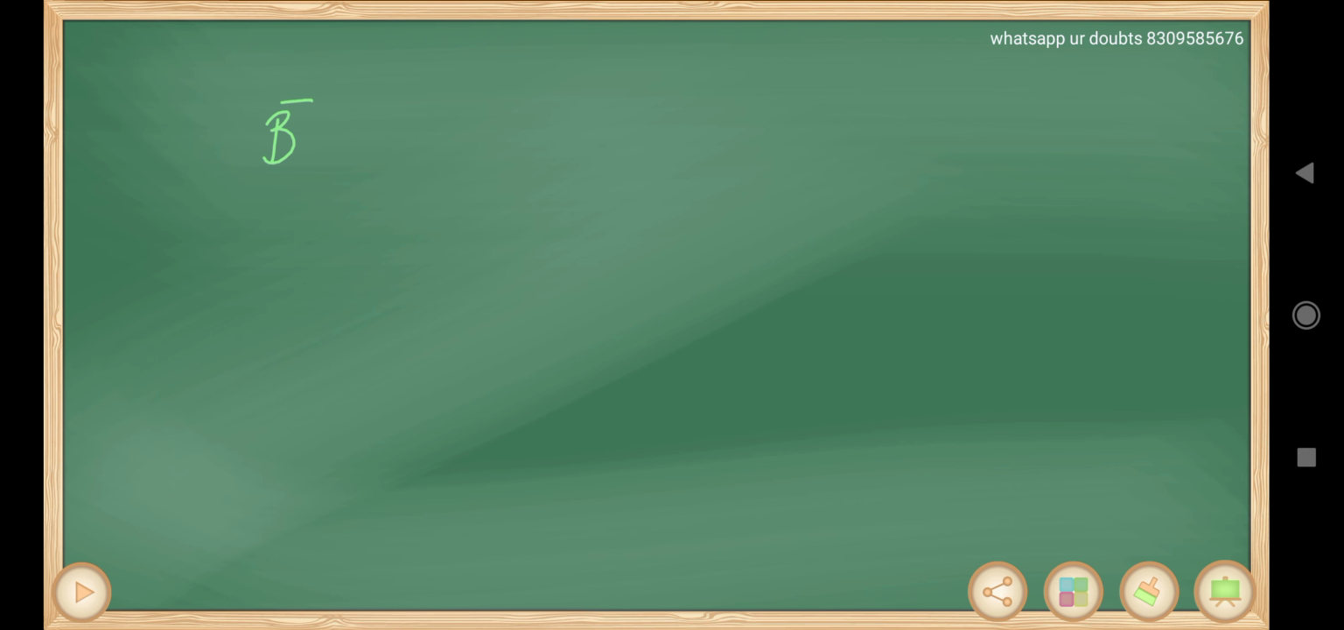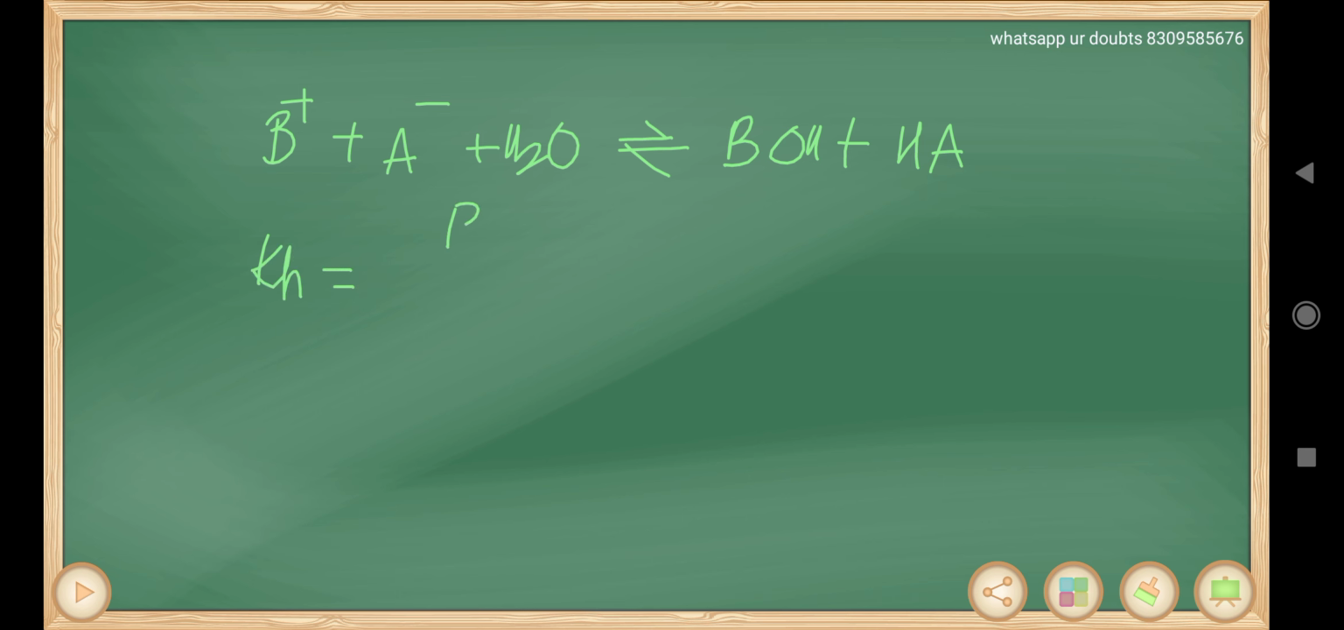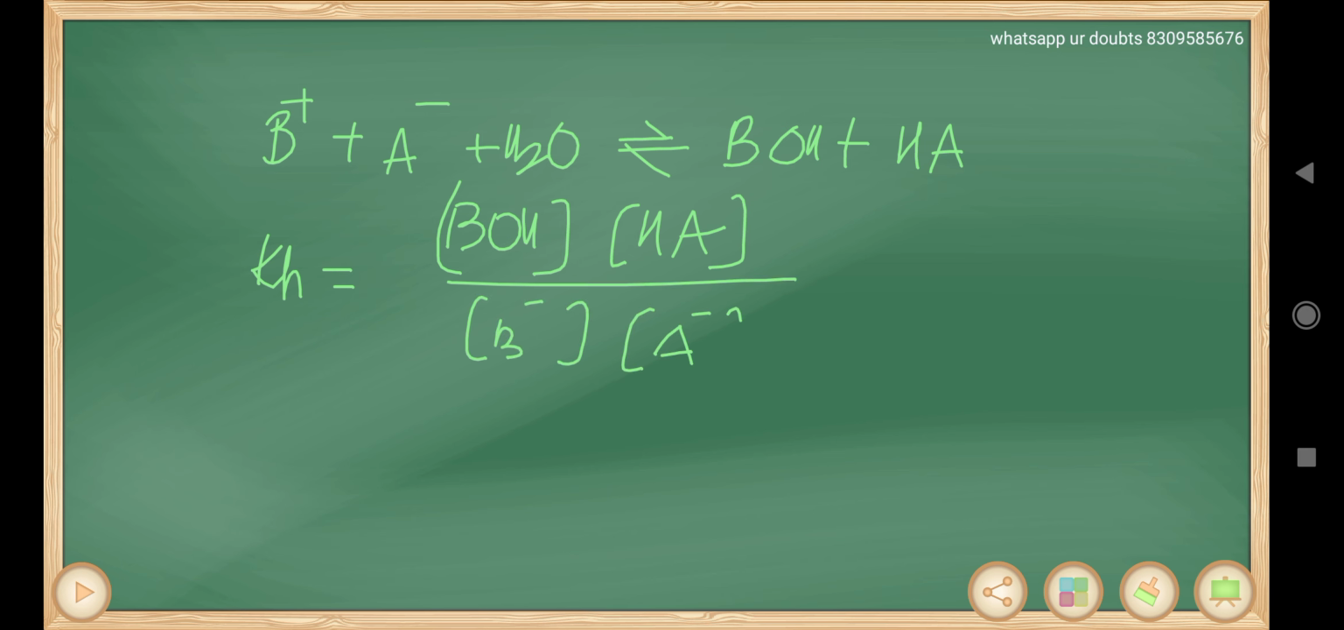This is very interesting. Now, since both hydrolyses take place, we can show it like this: B plus A minus, if AB is your salt, plus water gives you BOH and HA. The hydrolysis constant KH is equal to [BOH][HA] by [B plus][A minus]. This is just for your representation purpose. We don't use this anywhere.